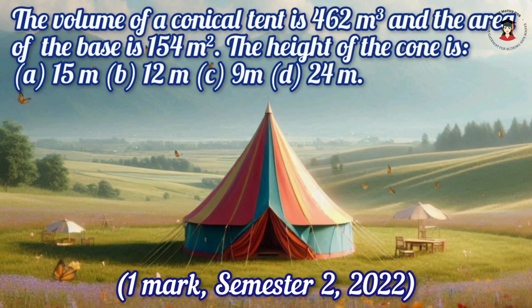The second question. Here again the volume is given. The volume of a conical tent is 462 meter cube. And the area of the base is 154 meter square. We need to find out the height of the cone. The options given are 15 meter, 12 meter, 9 meter and 24 meter.